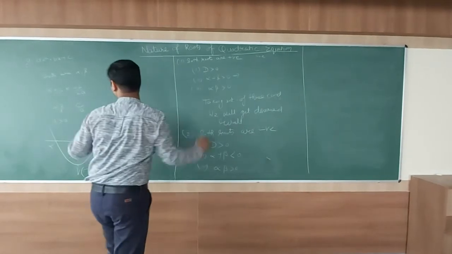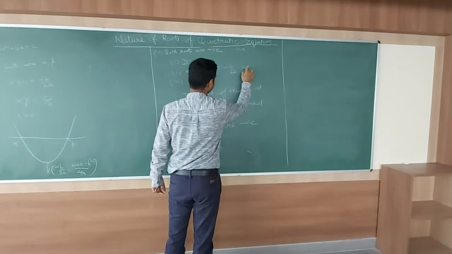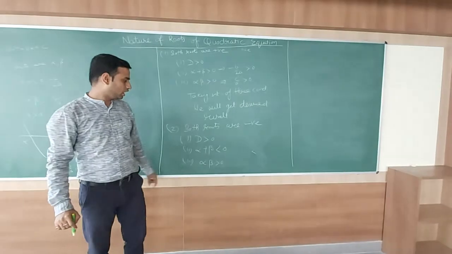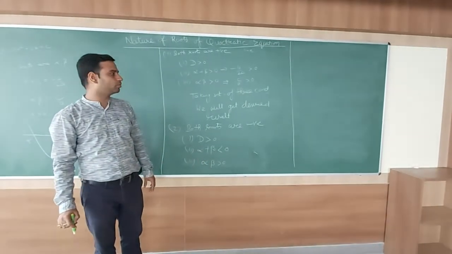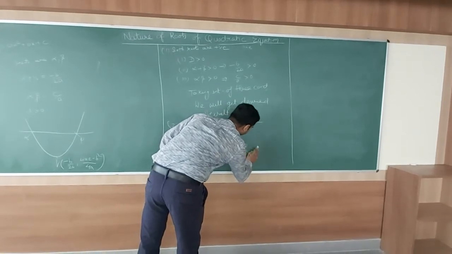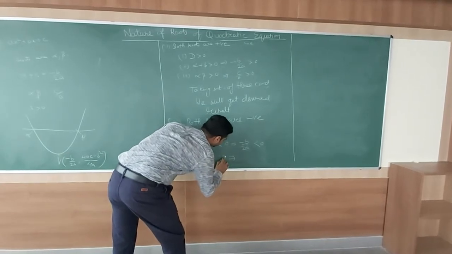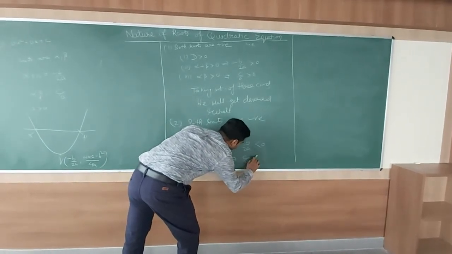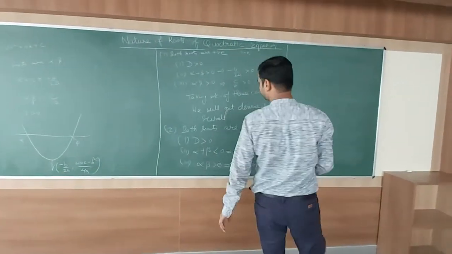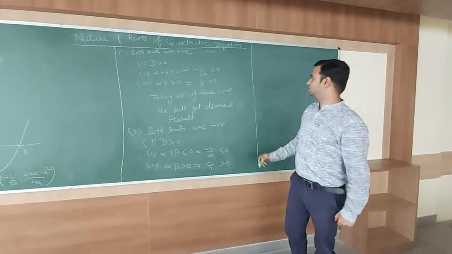Now again we are simplifying this. Alpha plus beta, the sum of roots, that is minus b by a, and this should be less than 0. Second point, alpha beta is c by a, that is greater than 0, as both roots are of the same sign, so the multiplication will be positive. Now we are talking about the third condition, that is one positive and one negative.